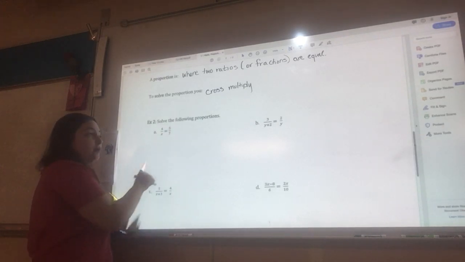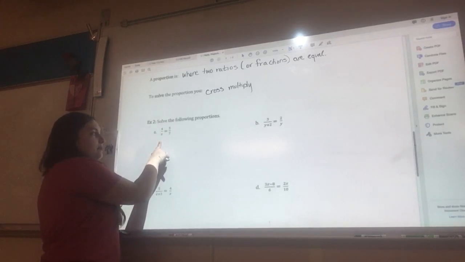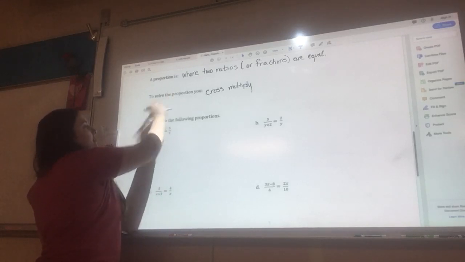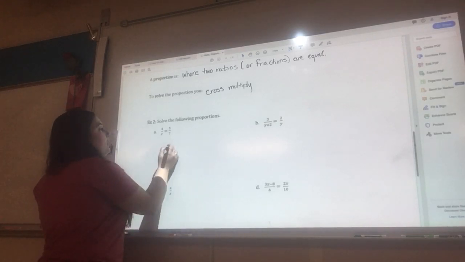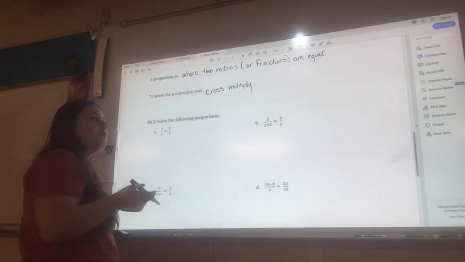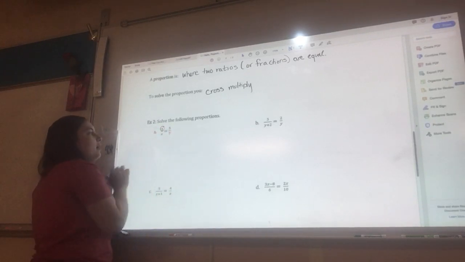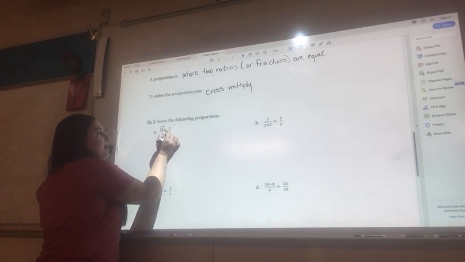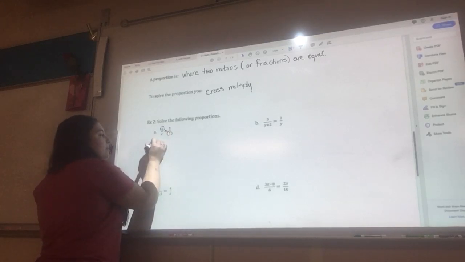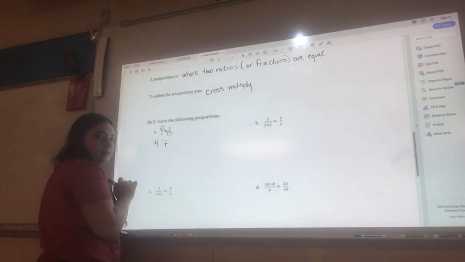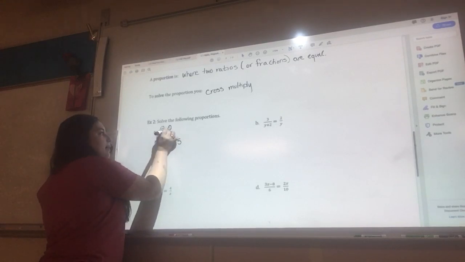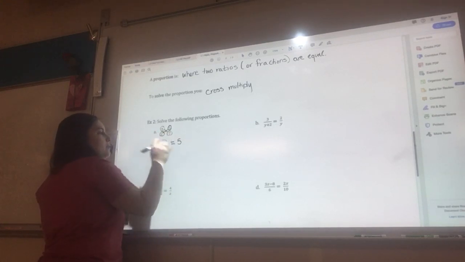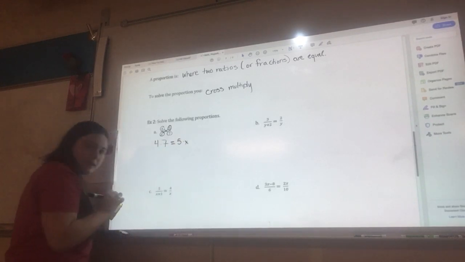We have a ratio of 4 over x and another ratio of 5 over 7. This is a proportion, so we know we can solve it because they're equal to each other. So what we're going to do is cross multiply. Cross multiply says I'm going to take the numerator of one ratio and multiply it by the denominator of another. So I'm going to take 4 times 7, and then we're going to set it equal to the numerator of the opposite one, multiplied by the denominator of the other as well. So 5 times x. Okay?